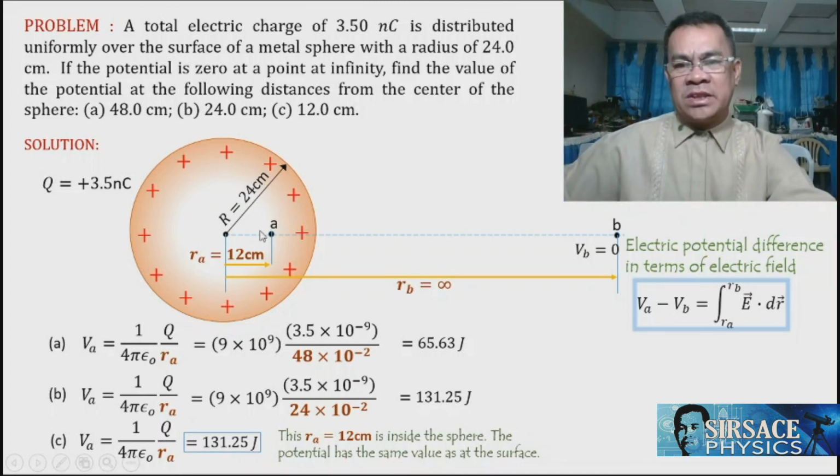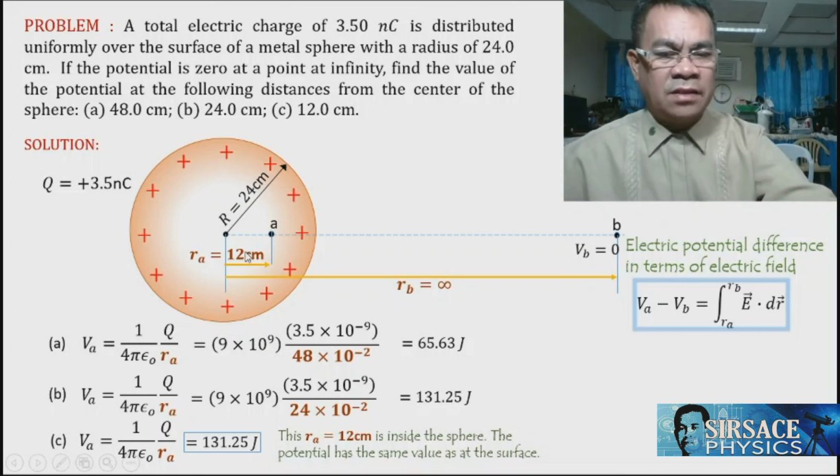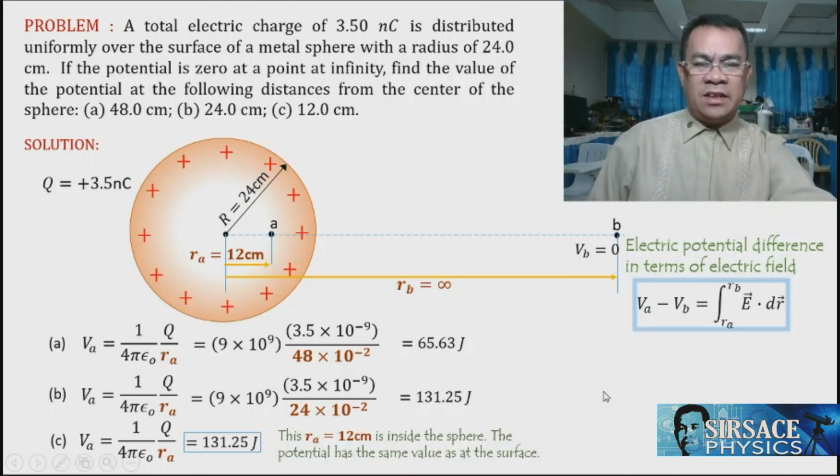But if the question is what is the electric field inside, the answer is 0. Why? Because there is no enclosed charge. Electric field is related to the flux. If there is no charge, there is no flux. If there is no flux, there is no field. So therefore, these are the answers to the questions.